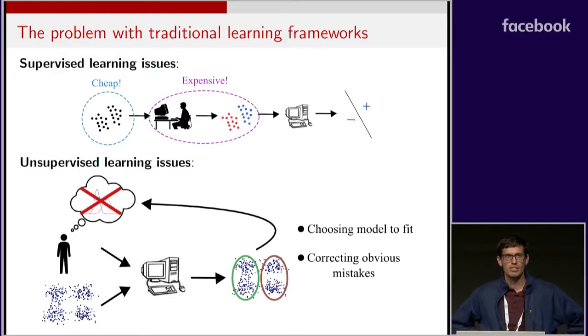In unsupervised learning, it's often the case that choosing our initial model to fit is not entirely clear. And even when we do choose a model to fit and we get a reasonable fit, it's not clear how to correct obvious mistakes in that model without throwing everything out and starting over.